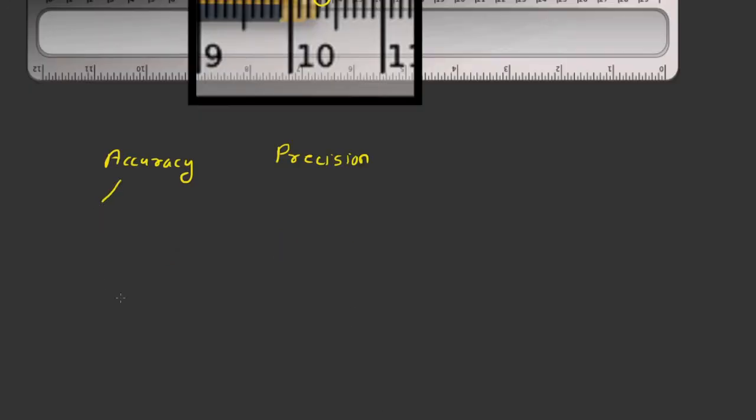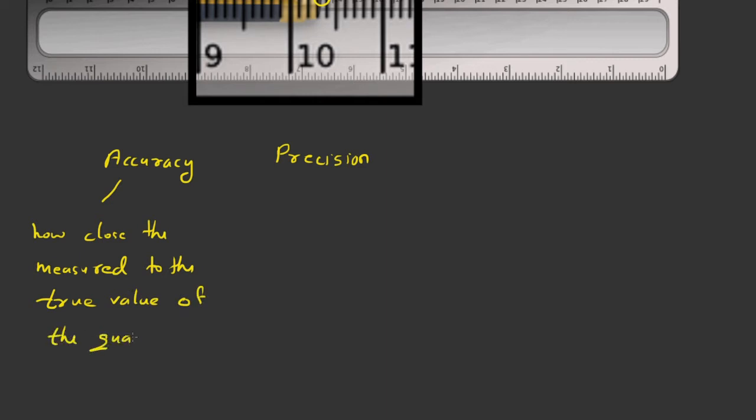Accuracy of a measurement is the measure of how close the measured value is to the true value of the quantity. Precision tells us to what resolution or limit the quantity is measured.